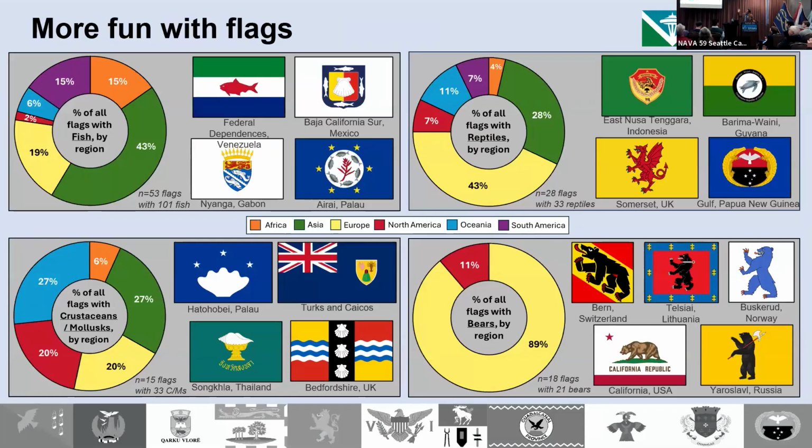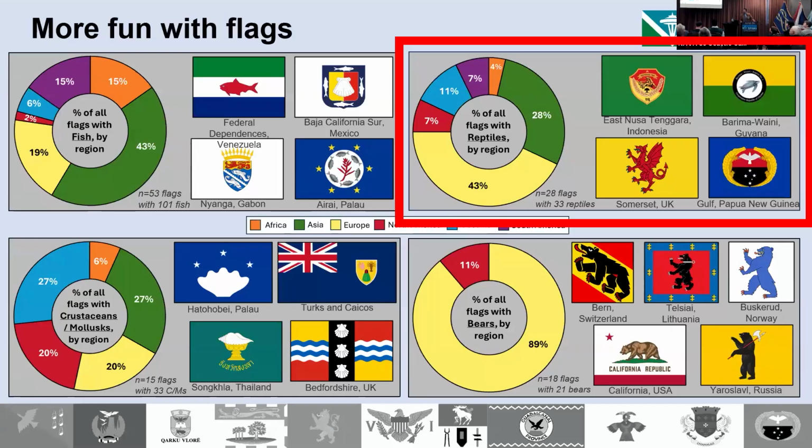So these are just some more fun with flags you can look at. So you can see, for example, reptiles. Most reptiles occur on flags of Europe. Again, that's dragons mostly. But you also see some fun ones, you know, the Komodo dragon on a flag of Indonesia. You see a turtle on a regional flag of Guyana. And then you have the alligators or crocodiles. I can never remember which ones are which. On the flag of Papua New Guinea, for example.